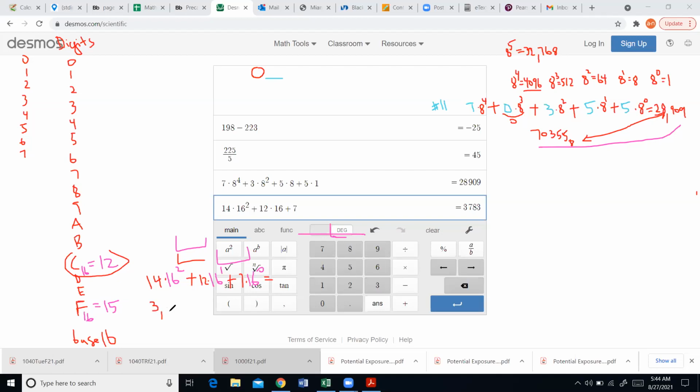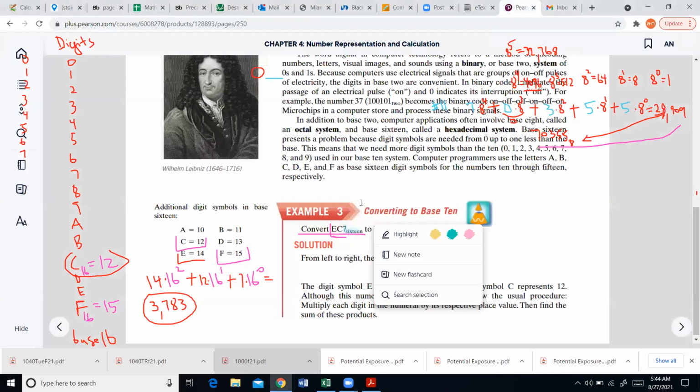So 3,783 is what it is. And it's actually written in the form EC7. That's an unusual way to write numbers. Well, because we don't have enough digits. That's the issue we have. See, Mayans, they took care of it. They actually had plenty of digits, but us, we don't. But we can use the alphabet, letters of the alphabet. So they found a way out.